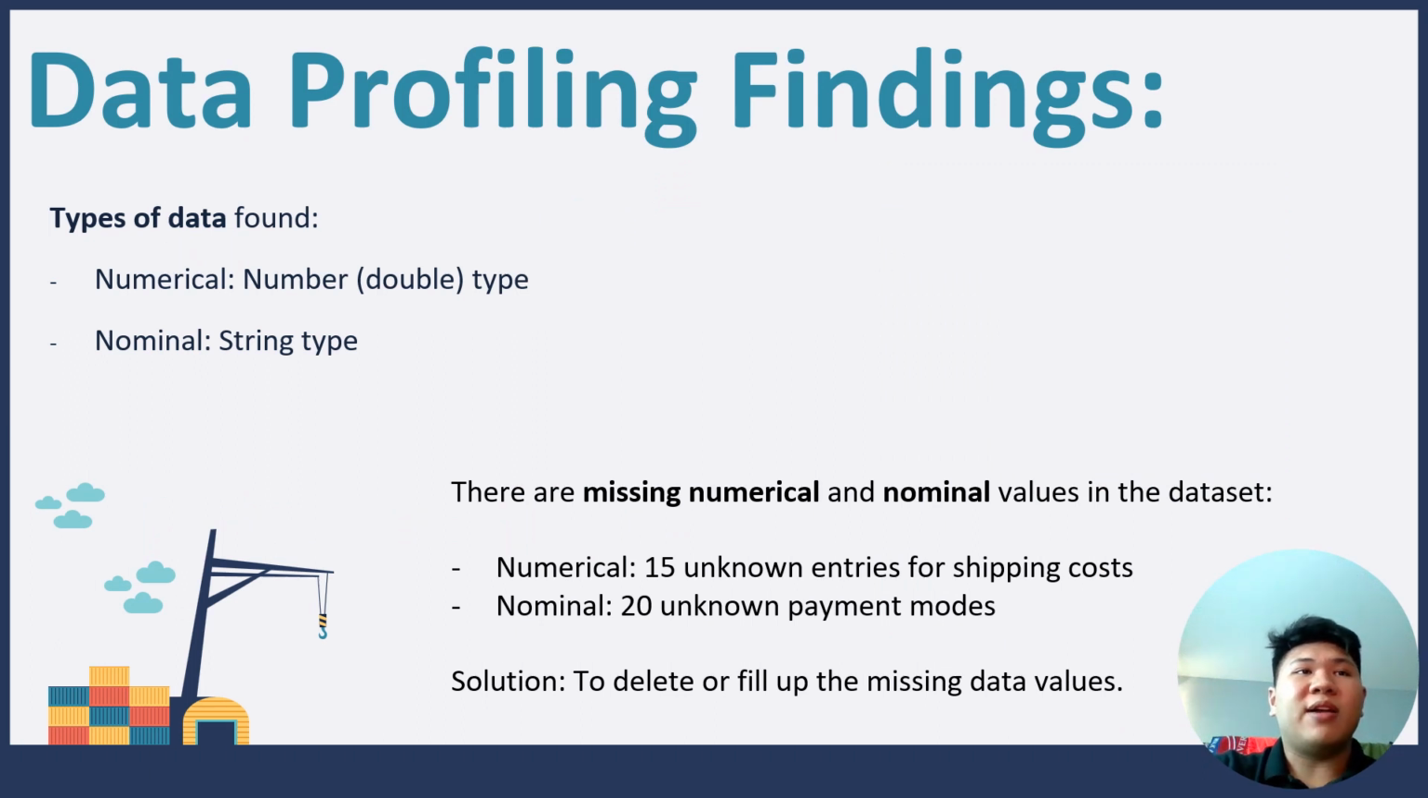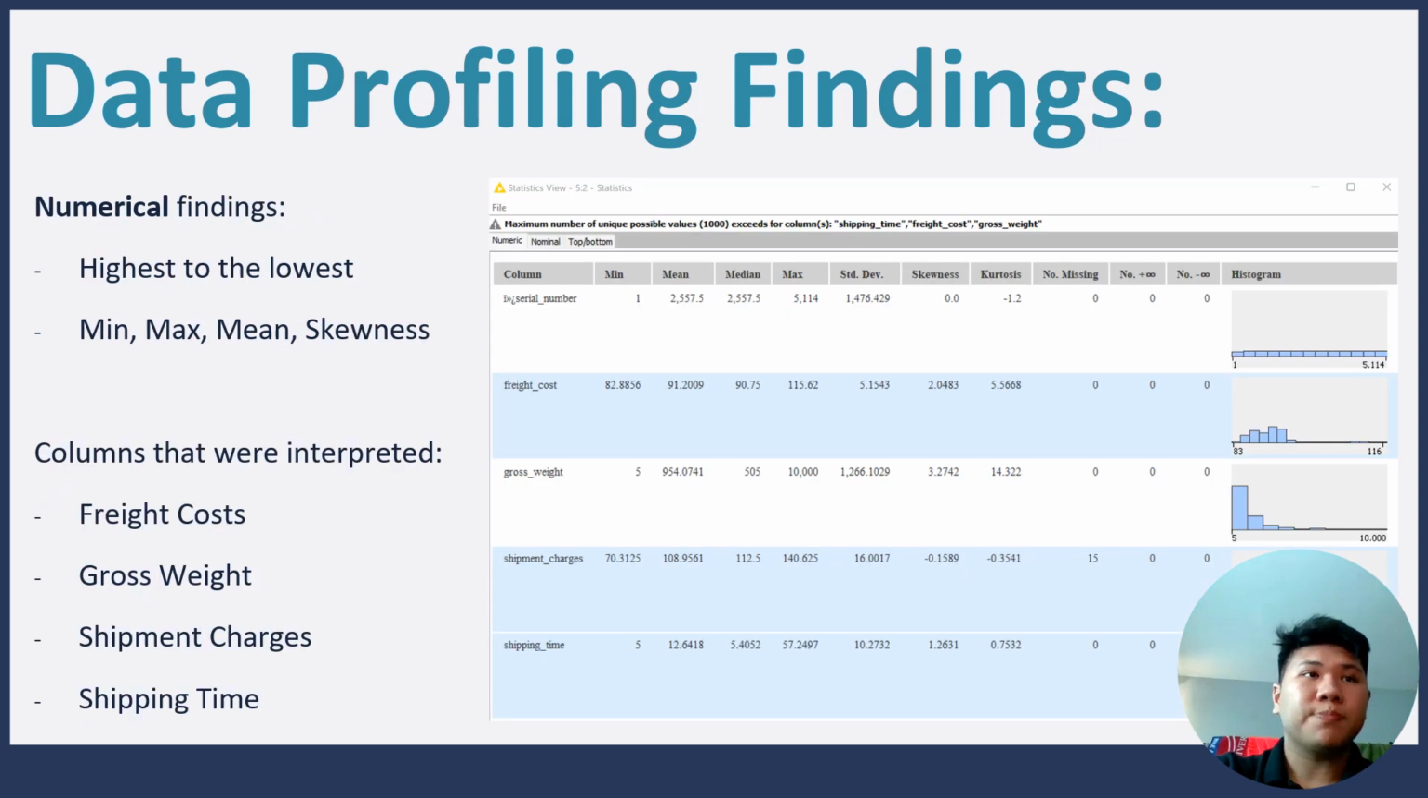In data profiling, the types of data found were numerical data, number, double types, and nominal data, string types. There are missing numerical data and nominal values in the data set. Our missing numerical data are 15 unknown entries for shipping costs, and for nominal there are 20 unknown payment modes, to delete or fill up the missing data values.